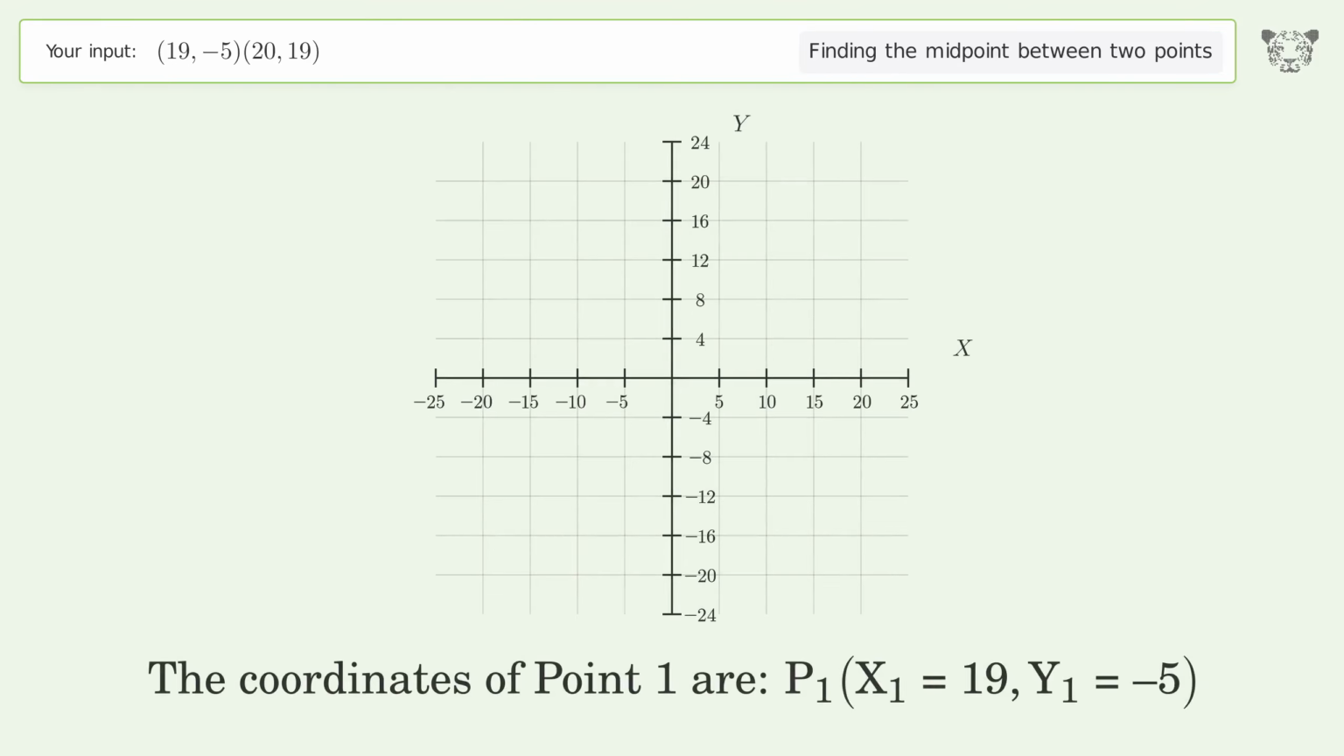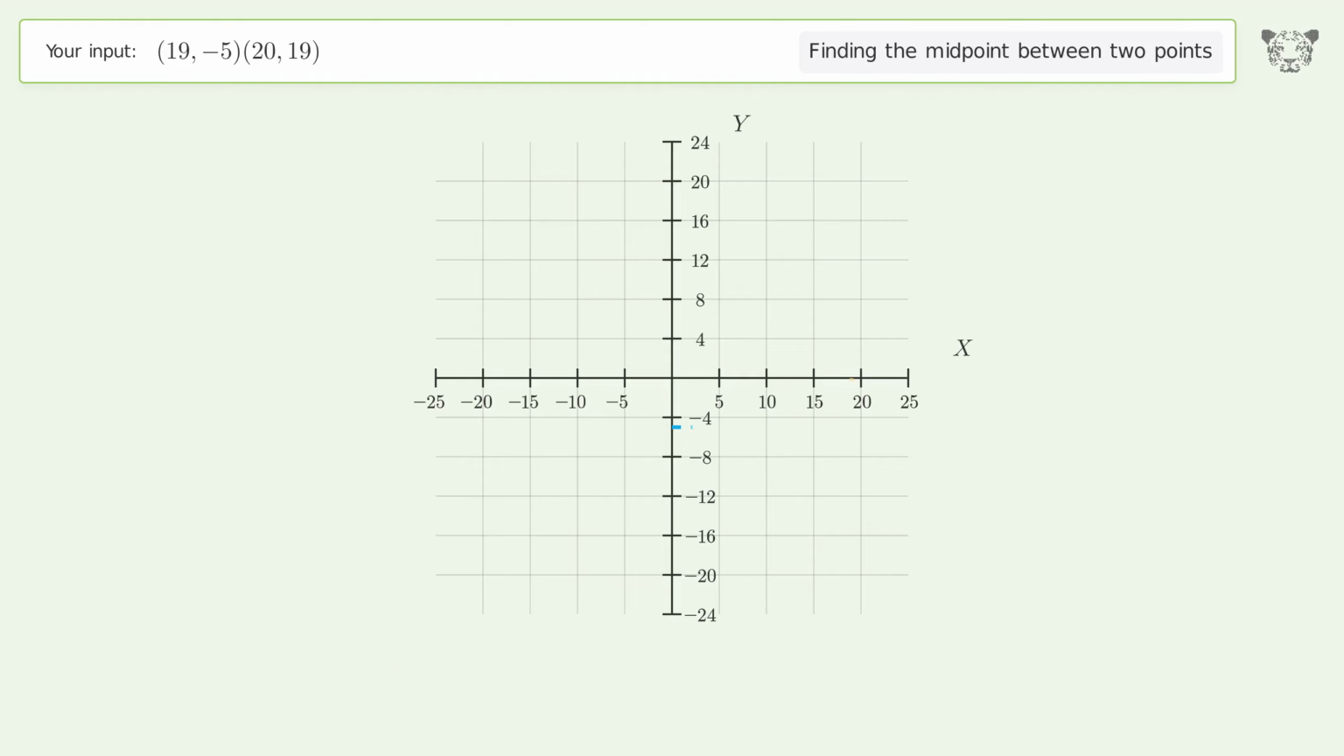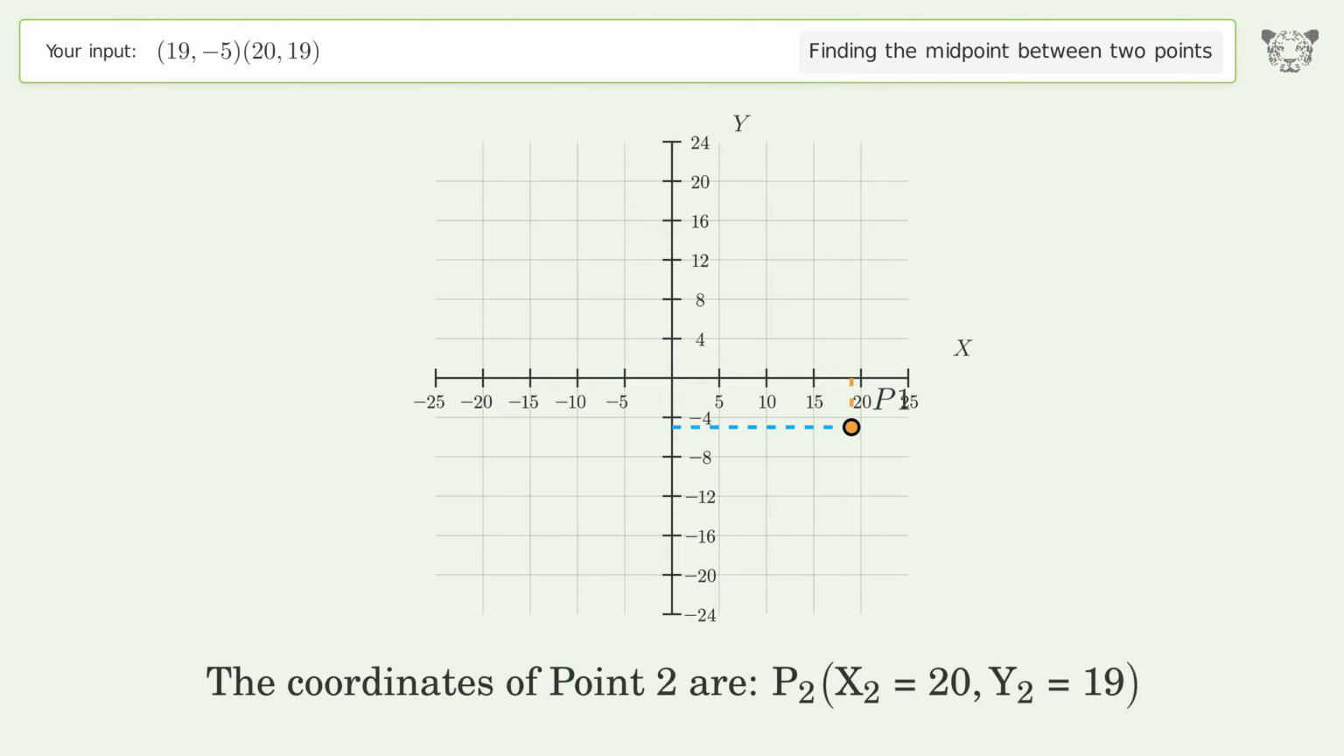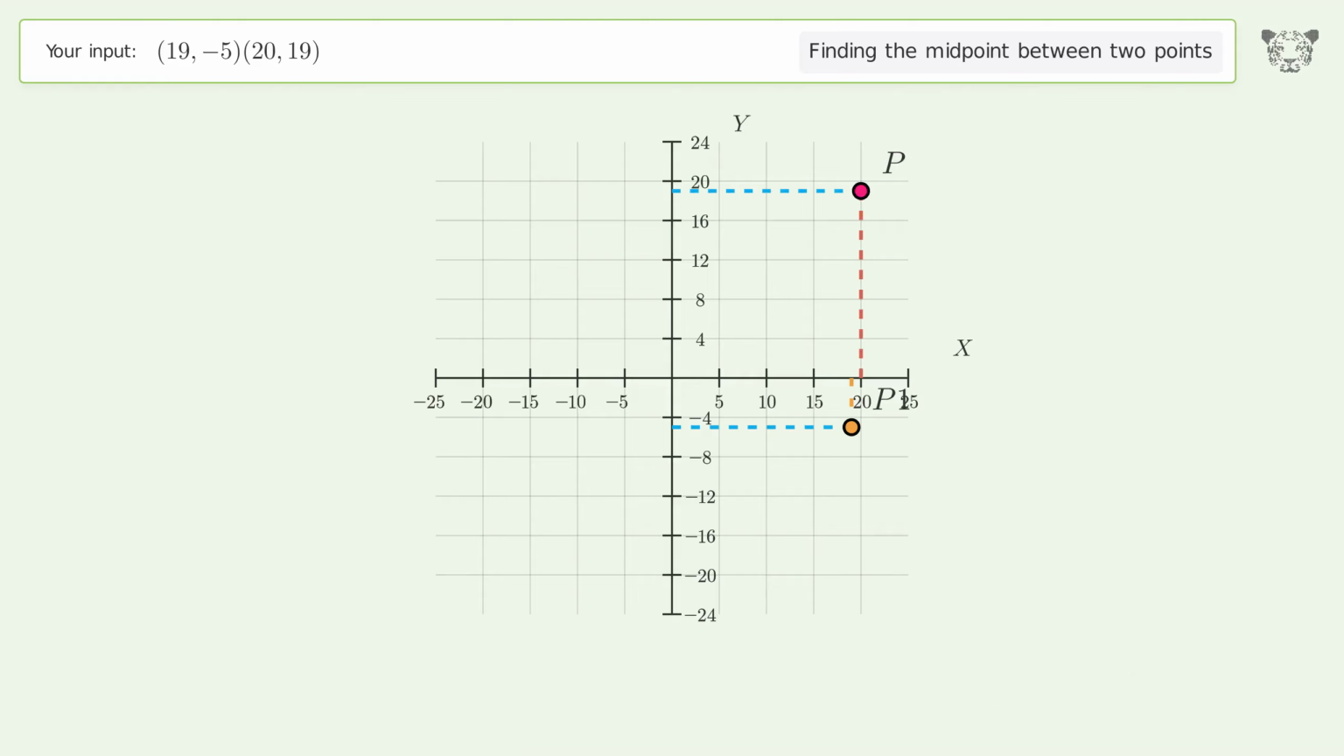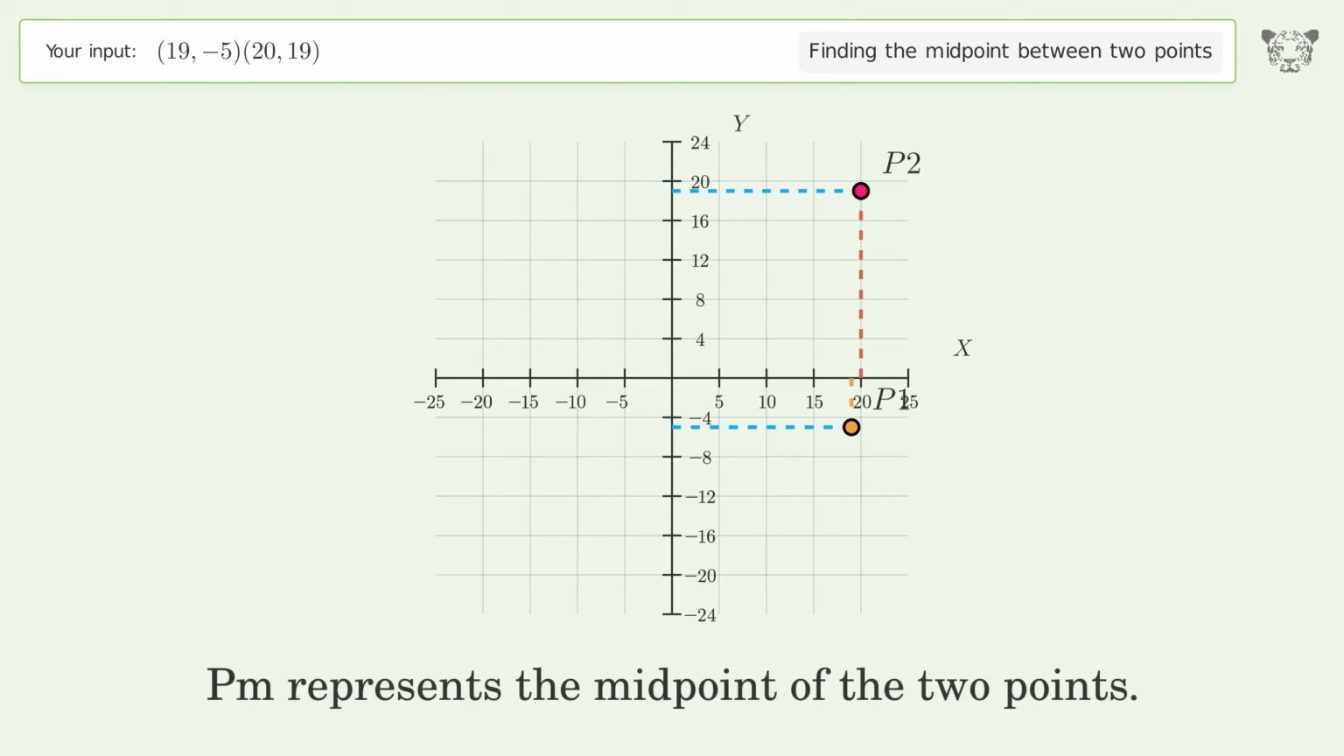The coordinates of point 1 are x1 equals 19, y1 equals -5. The coordinates of point 2 are x2 equals 20, y2 equals 19. PM represents the midpoint of the 2 points.